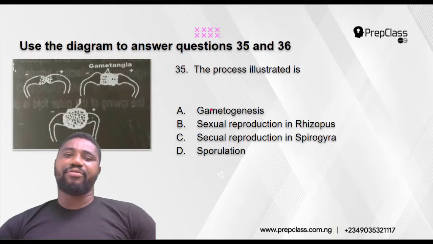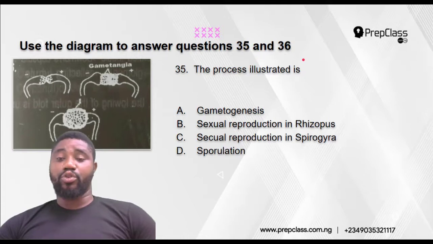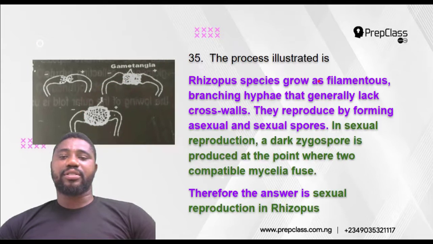Let's look at 35. It says use the diagram to answer questions 35 and 36, but we'll be using it to answer only question 35 for today. The process illustrated, is it gametogenesis? Is it sexual reproduction in rhizopus? Is it sexual reproduction in Spirogyra? Is it sporulation? They're asking us what this is. Now this is sexual reproduction in rhizopus.